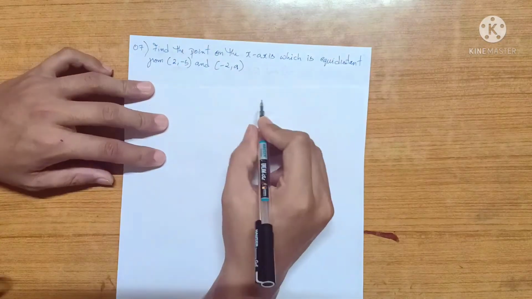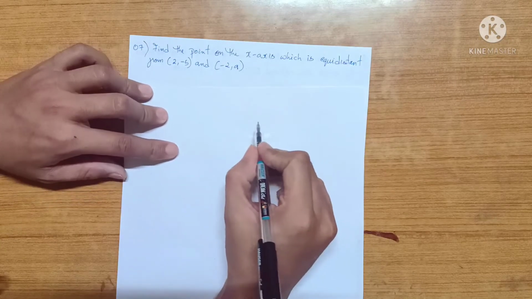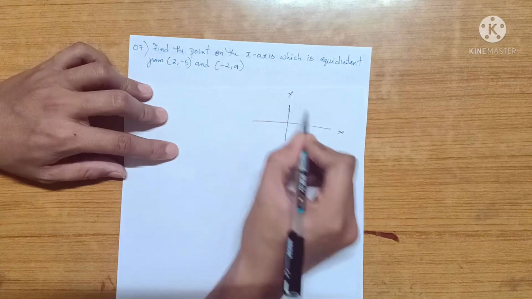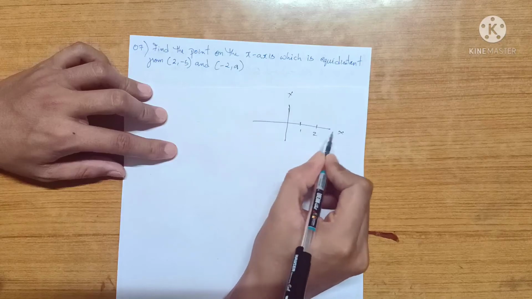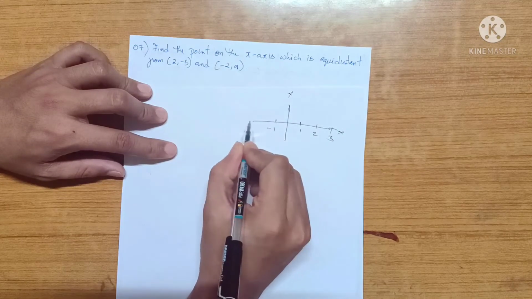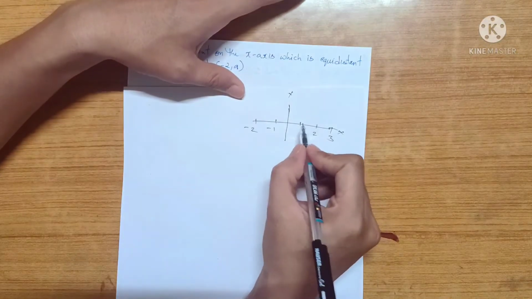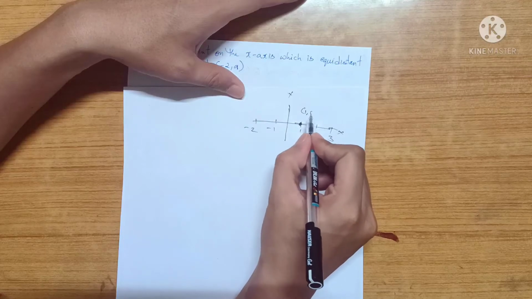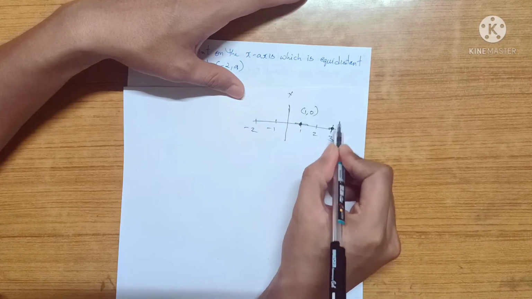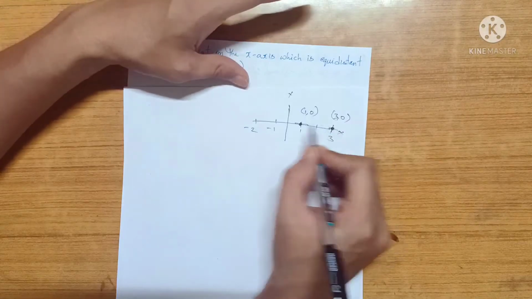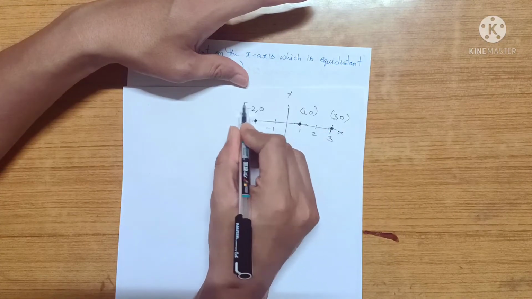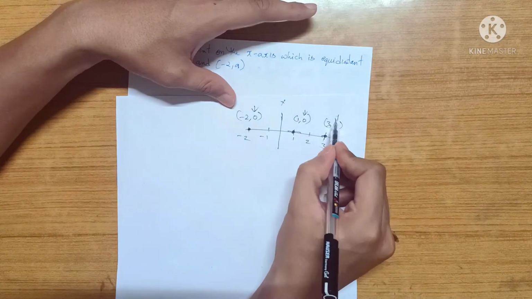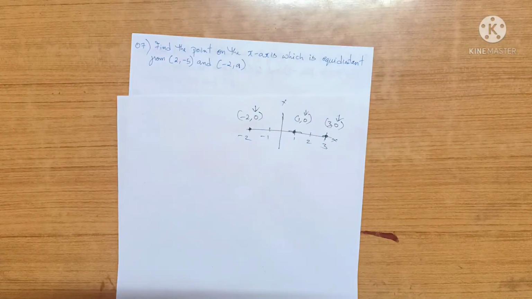When they say a point on the x-axis, suppose this is the x-axis and this is the y-axis. Let's say this is 1, 2, 3, minus 1, minus 2, and so on. If a point is lying right at 1, the name of the point will be 1, 0. If it's lying at 3, the point will be 3, 0. If it's lying here, it will be minus 2, 0. What you'll notice is that for every point lying on the x-axis, the y-coordinate is 0.